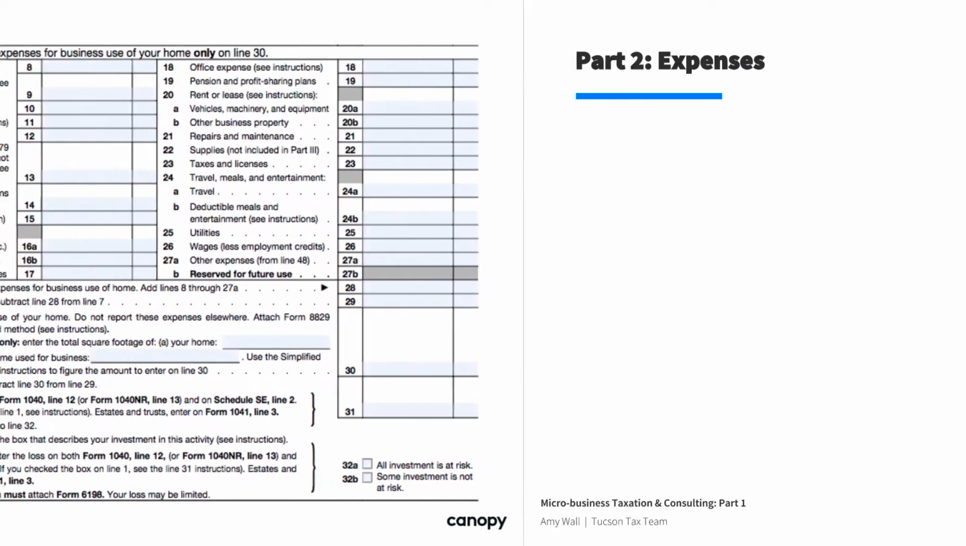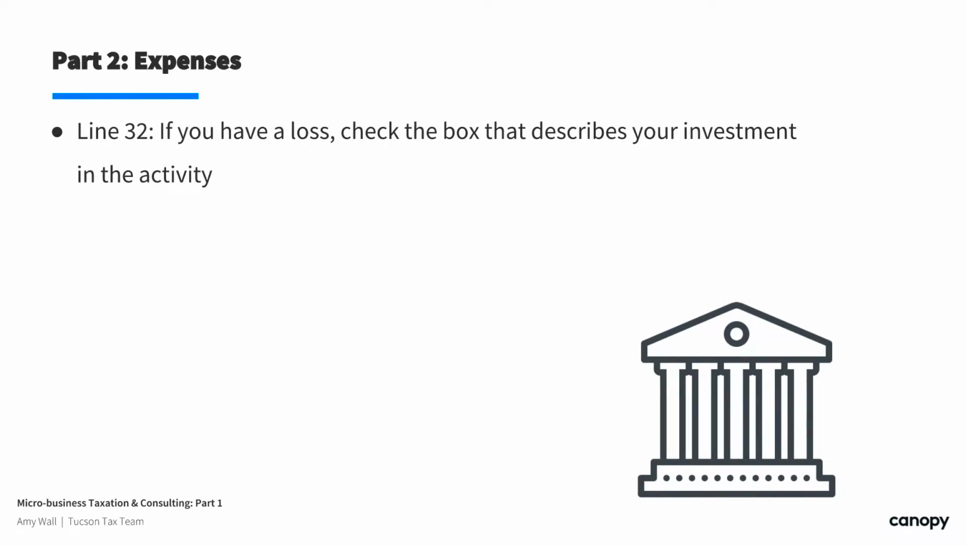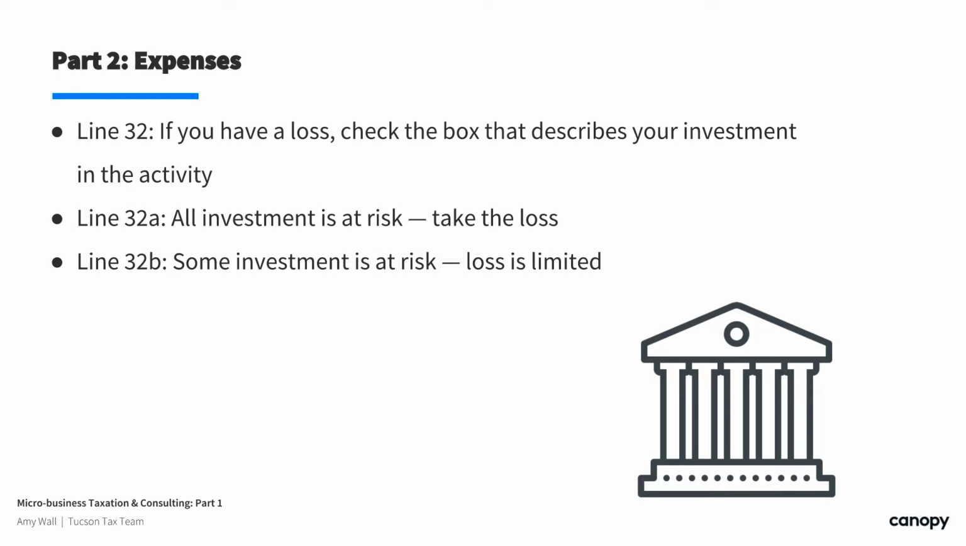Okay, now line 32, just drop below expenses. Line 32 says if you have a loss, check the box that describes your investment in the activity. So this is an issue only if you have a loss. Now, if you check line 32A, the software will let you take your loss to the 1040. If you check line 32B, you might actually have a limit as to the amount of losses that you can take. So the IRS has this idea that if you have borrowed money and that money is a non-recourse loan, you're not at risk for that money. There's no reason you'll ever have to pay it back. You don't get to take the loss.